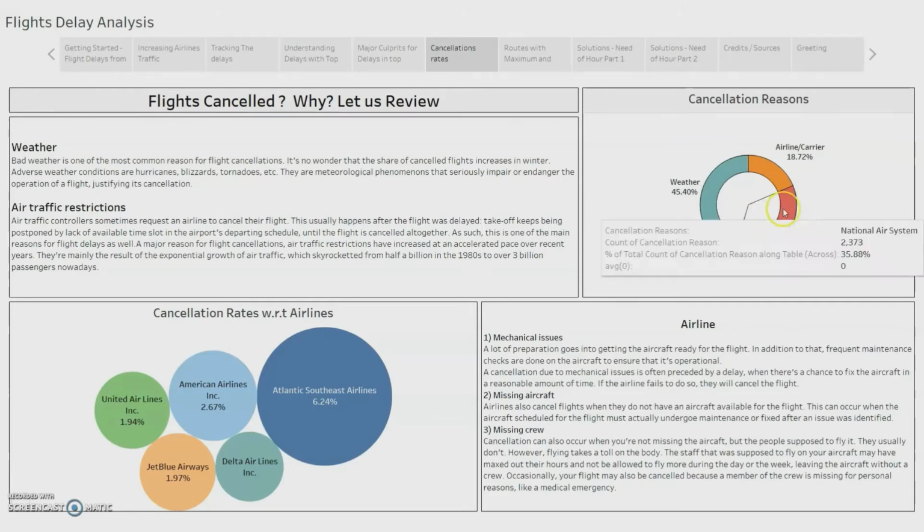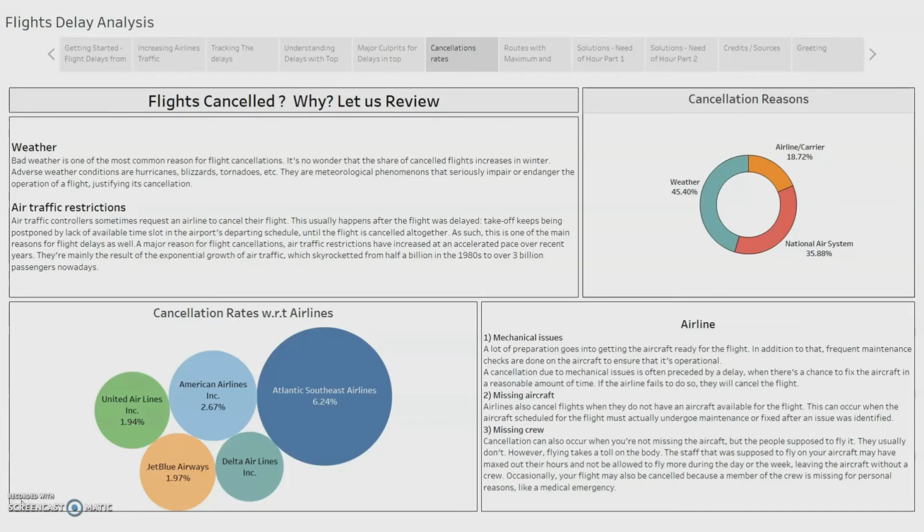Let us review. In our chart here, we can clearly see that weather is the most common reason for flight cancellations, at 45.40%. Most of the flights were cancelled in winter, and adverse weather conditions cause flights to be cancelled because they seriously impair and endanger the operation of a flight.